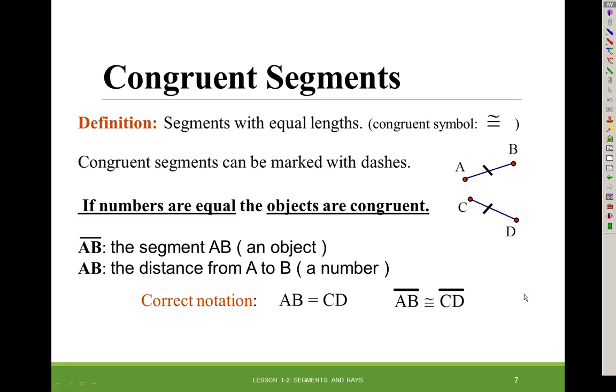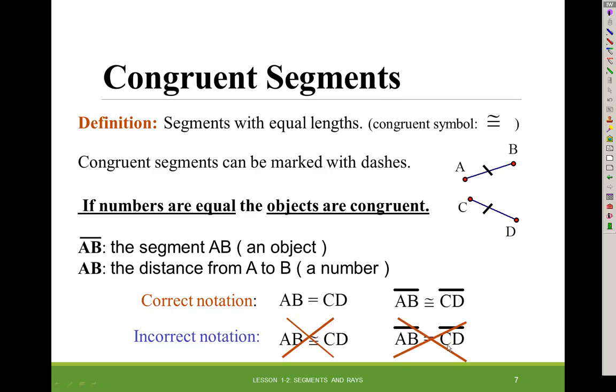These are the objects. You don't say that AB is congruent to CD or that segment AB equals segment CD. This is the wrong way to do it. Without the bar, use the equal sign. With the bar, use the congruent sign.